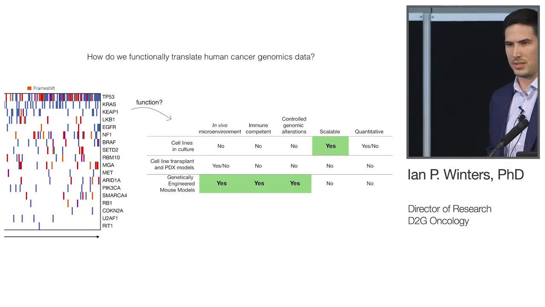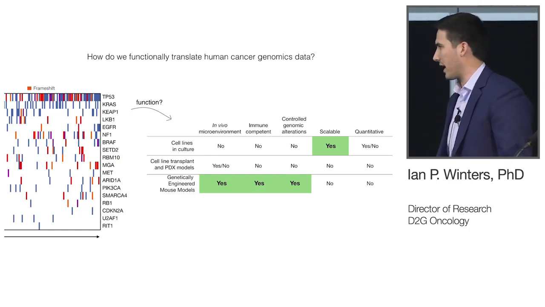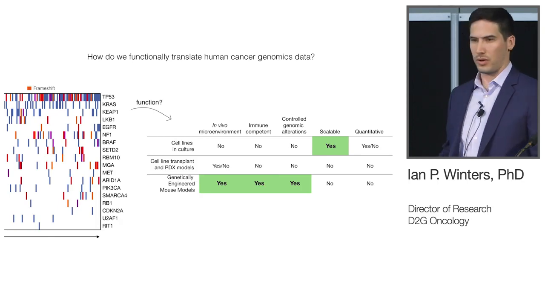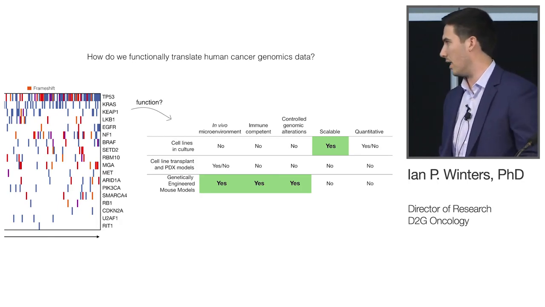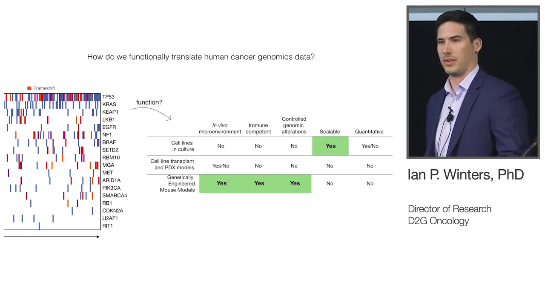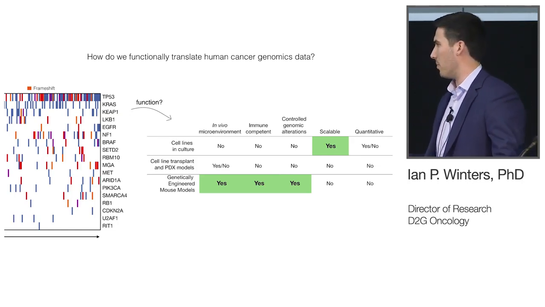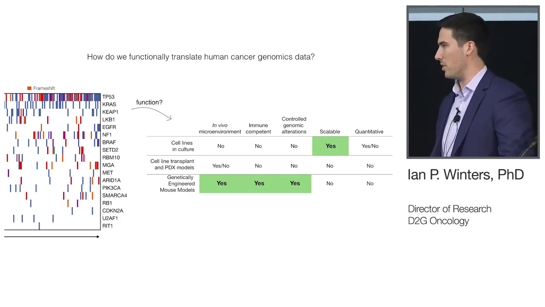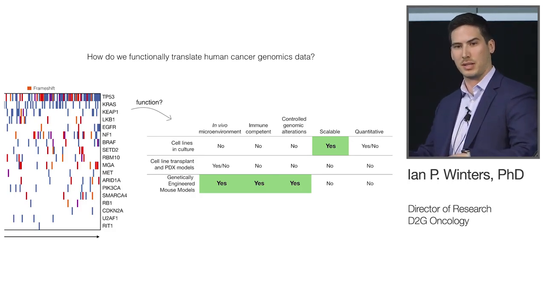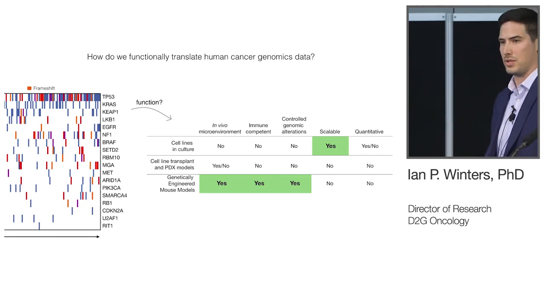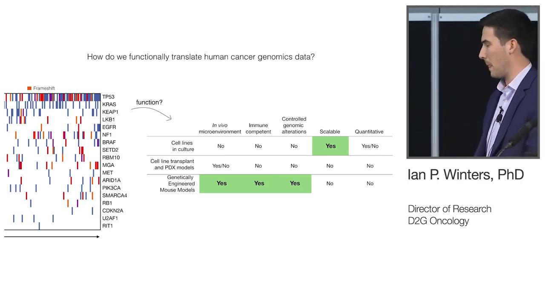There's a number of systems that fit into broad categories to address this, these functional genomics approaches. You can, of course, use cell lines in a dish. Those are particularly useful when you're trying to work at scale. They're very easy to scale, but they don't have an in vivo microenvironment. There's no immune system. It's typically very difficult to control the genomic alterations, at least the background alterations you're dealing with. They typically are quantitative, which is an advantage depending on how you use them.